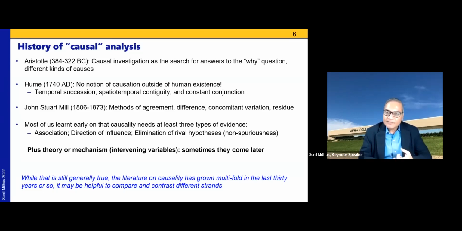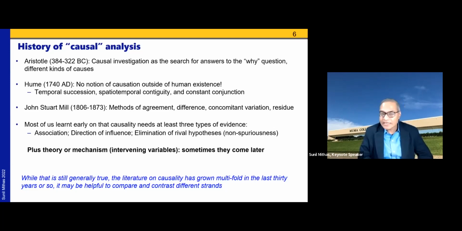Number one, we need to establish some kind of association through correlation. We need to make sure that there is no reverse causality. It is the X that causes Y and not the other way around. It is not that Y causes X. And the third thing is that we need to eliminate all the potential rival hypotheses, or all the potential explanations, to establish that the relationship we found is not spurious. So to establish non-spuriousness, we need to think about other potential explanations and rule them out one by one.